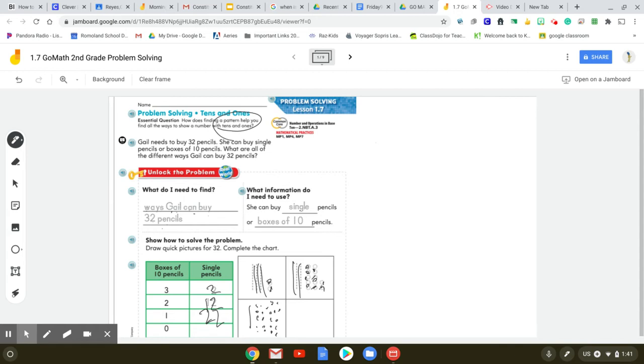And the last row, we have 0 boxes of 10 pencils and 32. So you need to make 32. I'm not going to do 32 because I am not neat with this. So you guys can do that. Okay, we're going to go to the top of page 38.